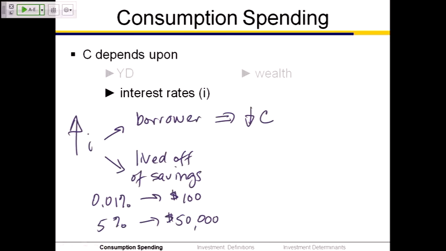If you live off your savings, if you're somebody who lives off your savings, so you're a retired person, you're a trust fund baby, one of those kinds of people who doesn't have a job and just lives off the earnings from their financial wealth, then when interest rates go up, that gives you more spending money. That gives you more interest income and leads to an increase in consumption.